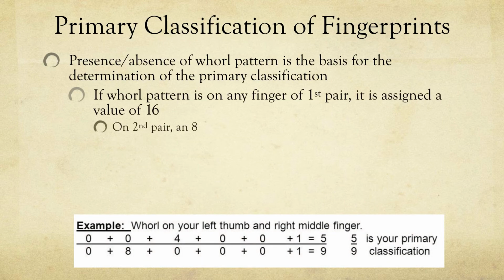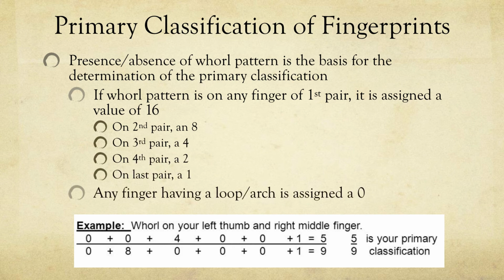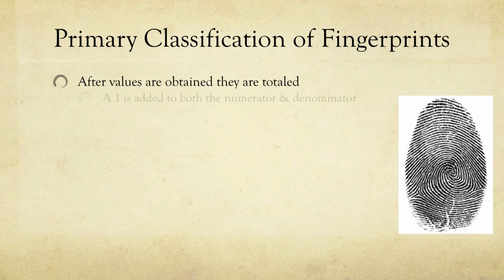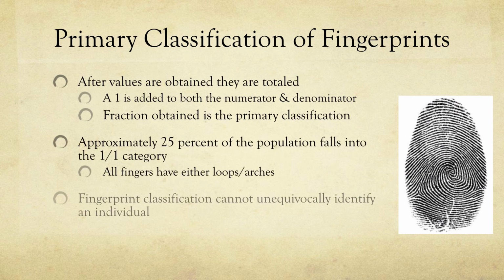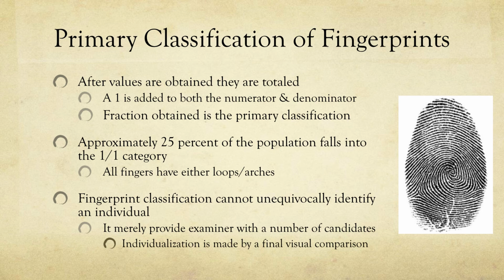Then what they look for is the presence of a whorl pattern for the determination of the primary classification. So if a whorl pattern is on any of the fingers in pair 1, it's assigned a value of 16. Any on the second pair, 8, third pair, 4, fourth pair, 2, and the last pair, 1. Any fingers that have a loop or an arch is assigned a 0. After the values are obtained, they're totaled, and then a 1 is added to both the numerator and the denominator. That fraction obtained is what is known as the primary classification.